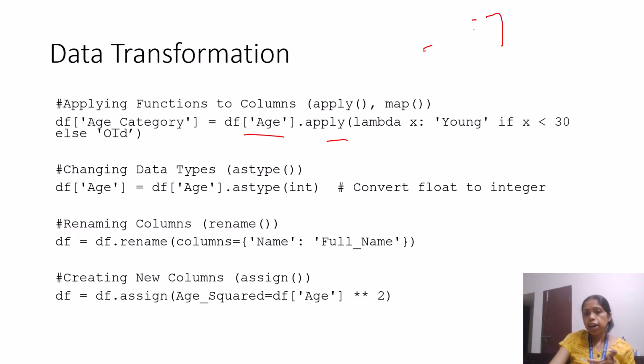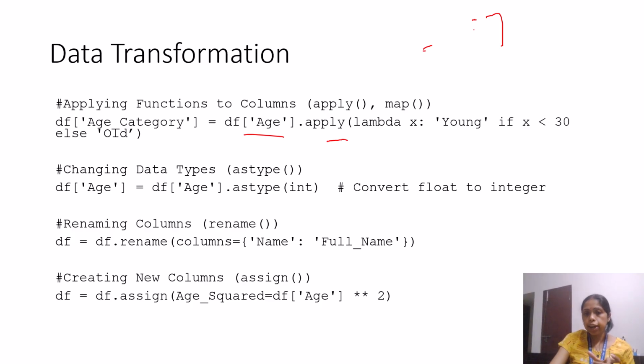So within bracket: lambda x colon young if x less than 30. If my age is x, I am considering x as age. If my x is less than 30, then x will be considered as young. Otherwise, it will be considered as old. If you want to write without a lambda function, there will be two or three sets of instructions. Even this same line you can write as x colon y: your x will be young when your x is less than 30, else your x will be old.